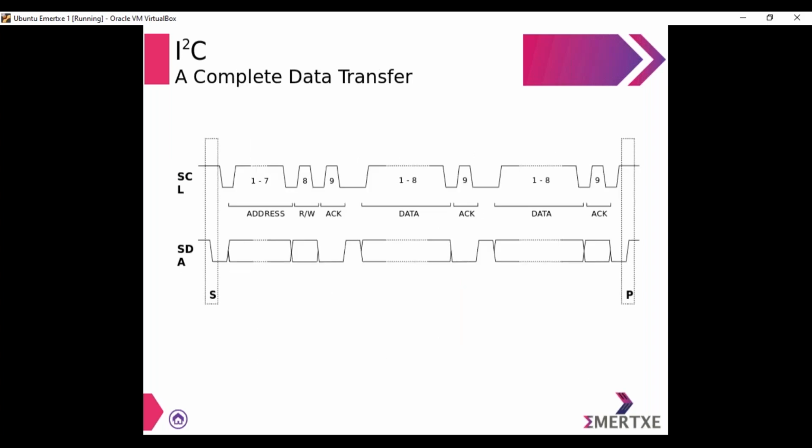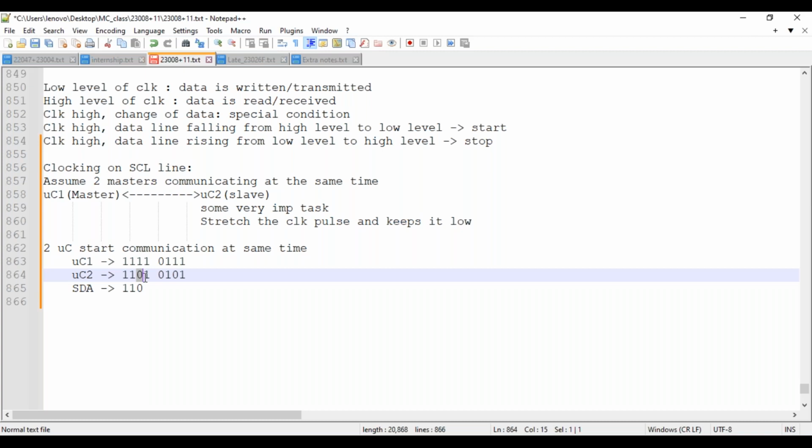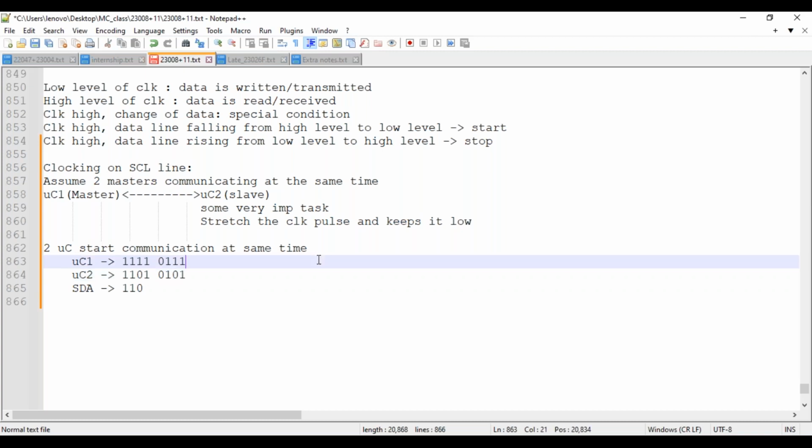Next one, this is the complete data transfer. First the clock pulse gets generated, then the data line will be seen. At the first clock pulse, at the high signal, data will not change. Depending on the data, it is either a 0 or a 1. Whichever has a 0 to get transmitted earlier will win the bus. So that microcontroller will continue to communicate in that network. Okay.